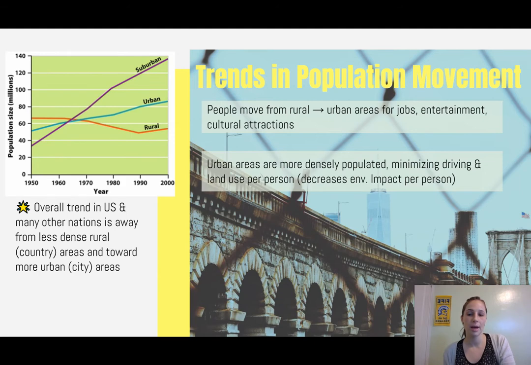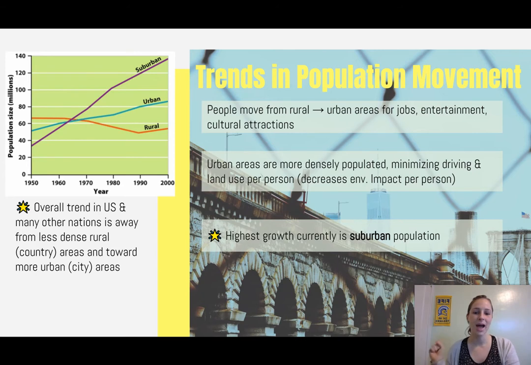Now, urban areas actually, surprisingly, tend to be less environmentally impactful per person. And this is because urban areas have the population way more densely gathered, which is going to minimize driving and land use per person. We're going to have smaller places. You're going to have a lot of apartments that stack up. You're going to have more buses because driving just is really annoying when it's really tightly packed. Think of driving in Seattle. And so actually in these urban areas, you're going to have typically less of an environmental impact per person because it's all just tighter in and you're not taking up as much space and resources.